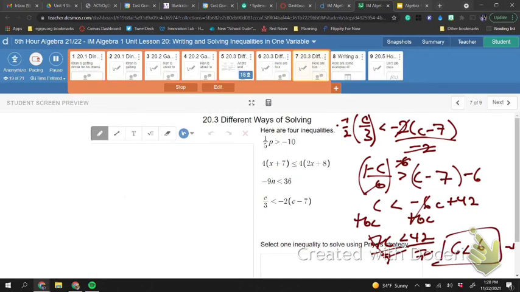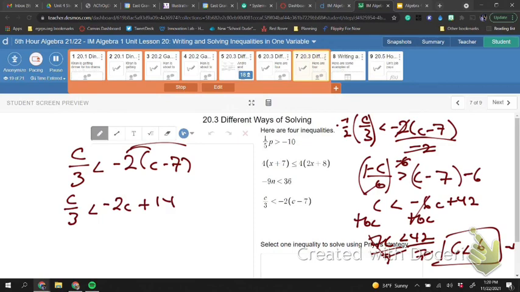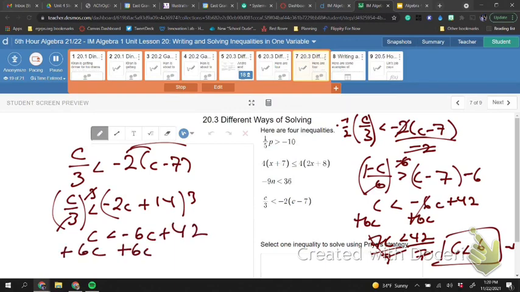There's a couple ways to go about that. Another thing, if I were to do this again, here's what I might do. I might distribute my 2 first, then multiply everything by 3. This is definitely what I would do if I did it again. Either way, c is less than 6. And you could test 0.